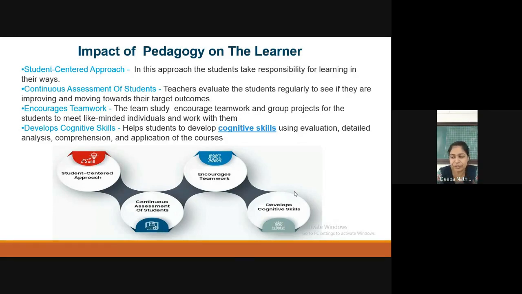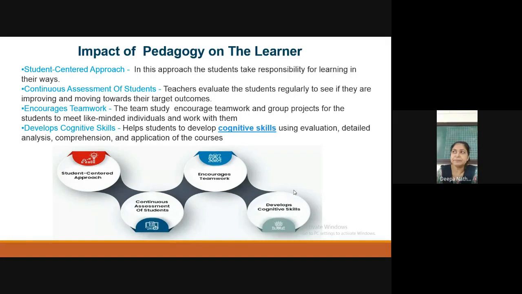Next, the last one for this method is developing cognitive skills. It helps students to develop cognitive skills using evaluation, detailed analysis, comprehension and application on the courses. Their brain starts working, I must say. Not a sleepy session, but a good informative session. There is a small exercise which the students are given in MBA institutes. A small example I would like to share here.